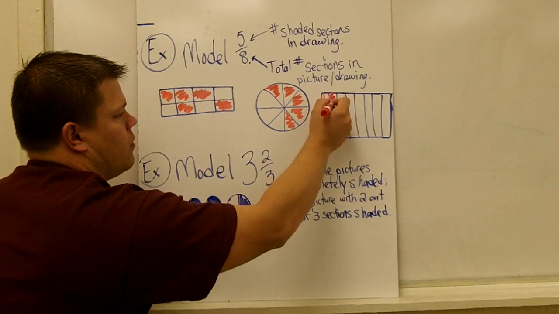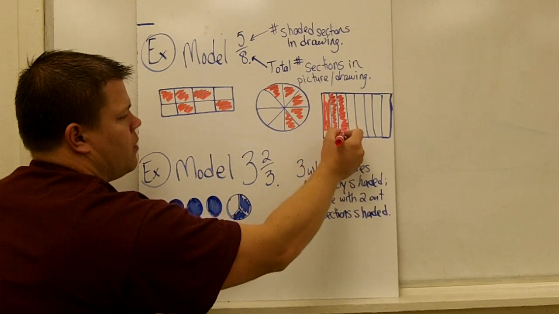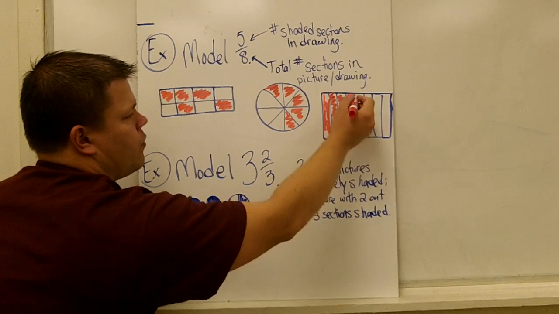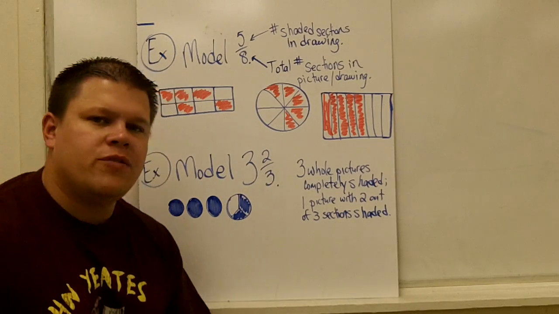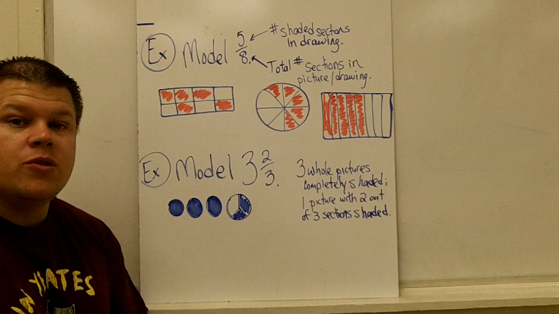We go 1, 2, terrible shading job, don't tell anybody. I did get some different markers too. 1, 2, 3, 4, and 5. So I have 3 unshaded, 5 shaded in. Pretty easy to see that. And that's all I would do to model it.